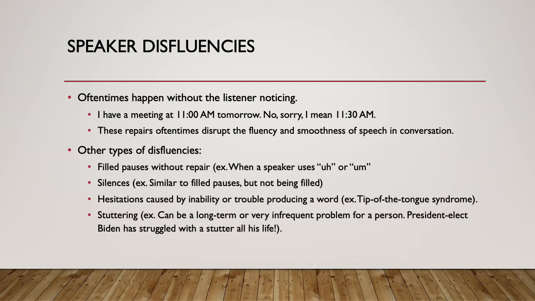And then lastly is stuttering. This can be a long-term, lifelong problem or a very infrequent problem for a person. It really just depends on who you are and how severe it is, but also how much you work on practicing to not do it. An interesting thing is that President-elect Biden has struggled with a stutter all his life, and he still does to some extent. You can notice that when he speaks to large crowds, a lot of people think that he has a hesitation caused by an inability or trouble producing a word, but it's actually his stutter that gets in the way, which is just an interesting thing to me.